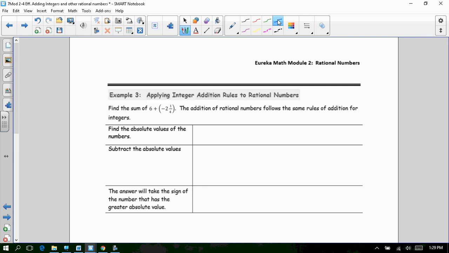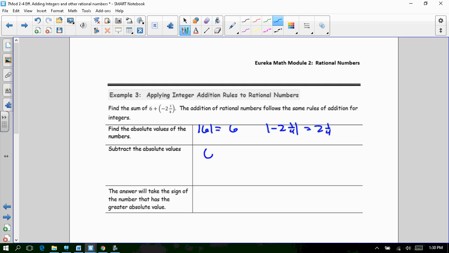Okay, the addition of rational numbers follows the same rules. So the rules we just had a minute ago are going to work again. If I said, what's the absolute value of 6? Well, it's 6. And what's the absolute value of negative 2 1/4? Well, it's 2 1/4, right? No big deal there. It says subtract those values.